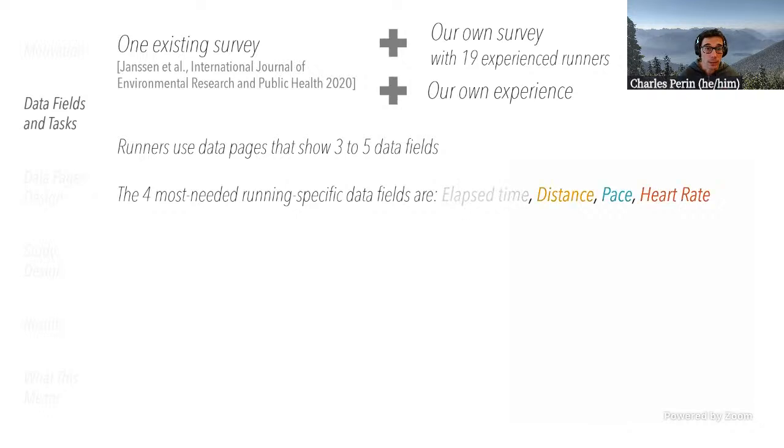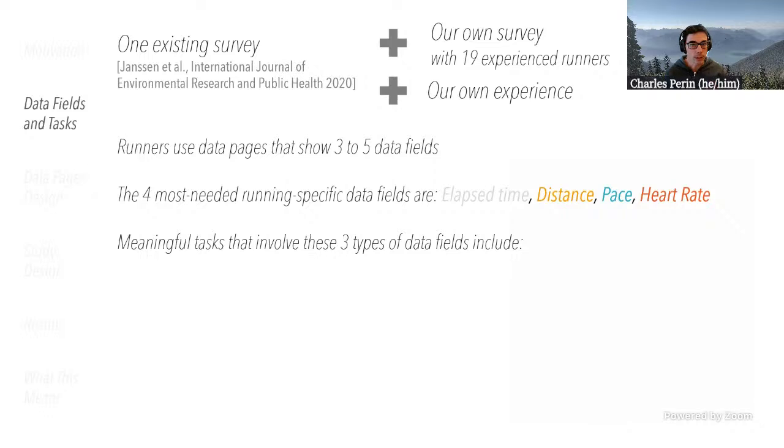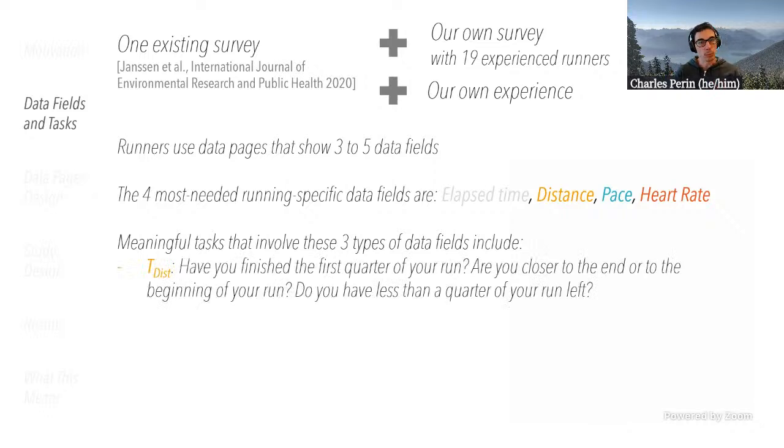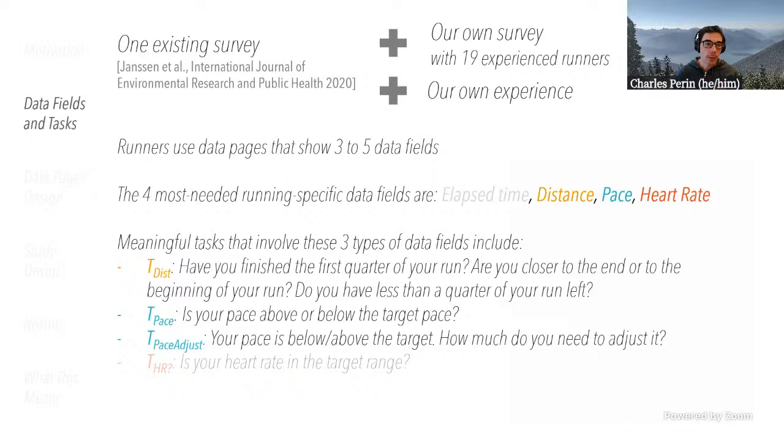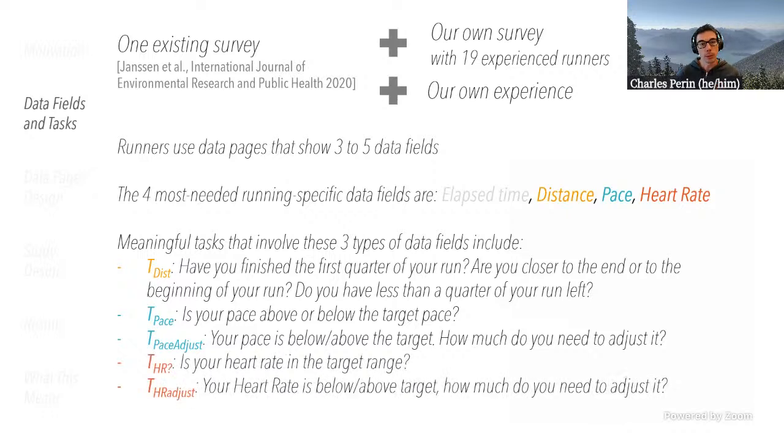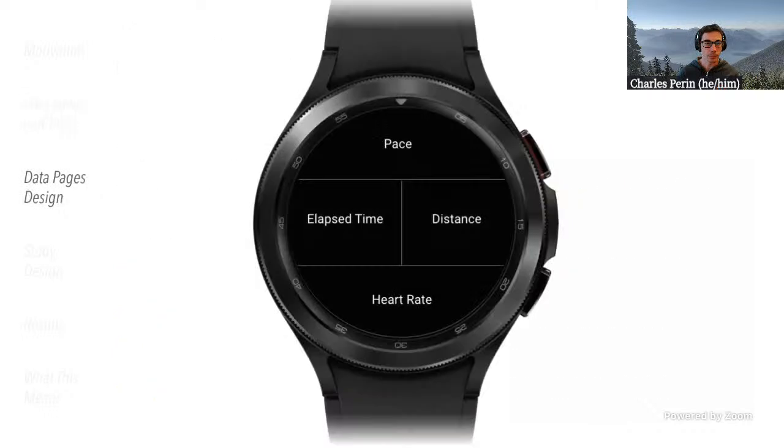We created 5 tasks for only 3 of these 4 data fields, given that 2 of them, elapsed time and distance, are very similar. These 5 tasks are realistic and meaningful to runners, and also of different types. They ask runners to estimate what proportion of a run they've completed, whether they are going too slow or too fast, and how much they need to adjust their speed, and whether their heart rate is within range and how much they need to adjust it. And you can read the paper for more details on this.